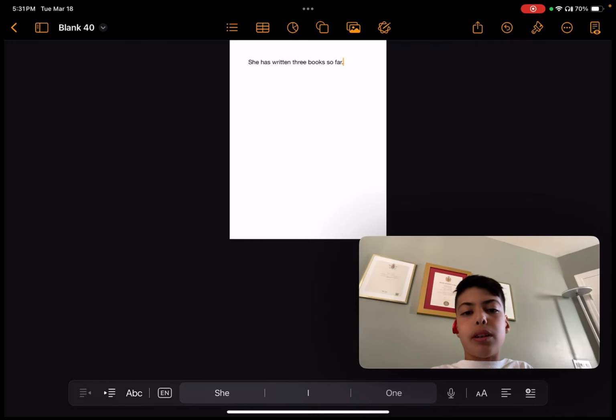Look at the auxiliary verb, has. It's showing what she's done so far, pointing to the present. She has written 3 books so far. Whenever you're talking about a perfect tense, you're never going to have an ing verb after the auxiliary verb, the form of have or has. But you will always have like she has, she had, she will have. Those are present, past, and future. So those are easy to remember.